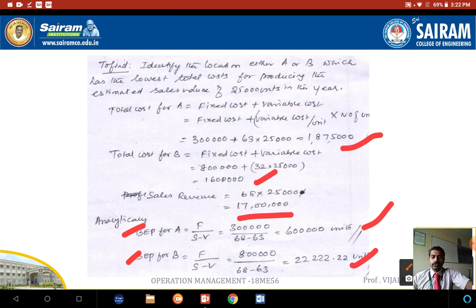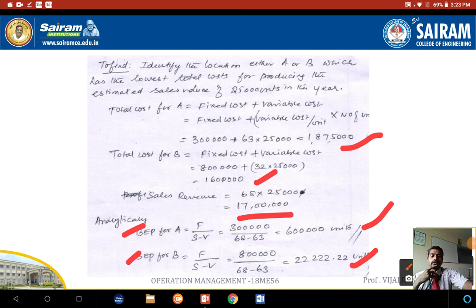Break even point for A is 6 lakh components you have to make to avoid the loss in location A. In location B, if you see, if you make 22,222 components, then there is no loss. So which one will be attractive? From this we come to know easily, right?